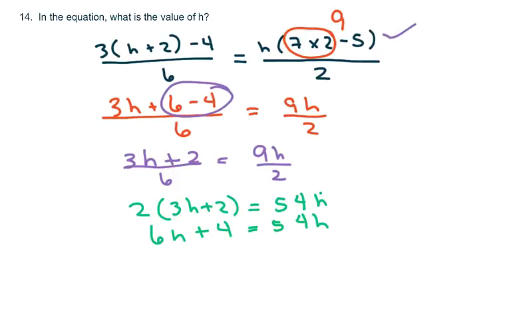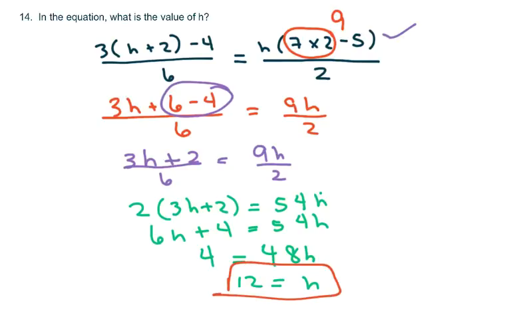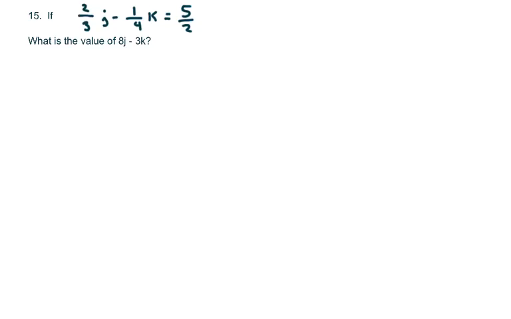I'm going to subtract the 6h. And so 54 minus 6 is 48h. So h is 12. And that's your answer. And I think that's it. No, one more. Okay, this one's like a two-step problem here.